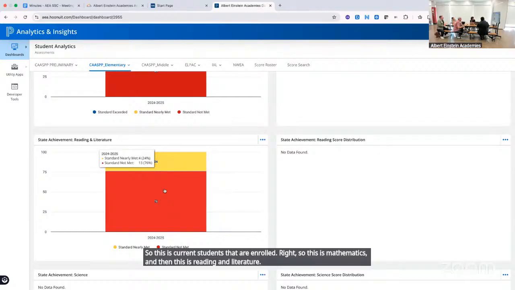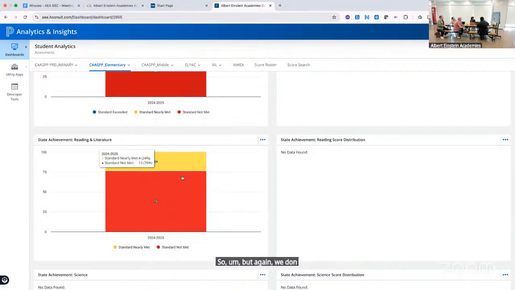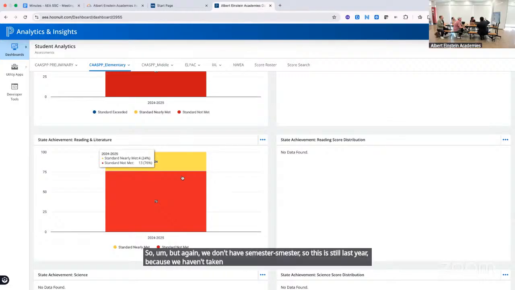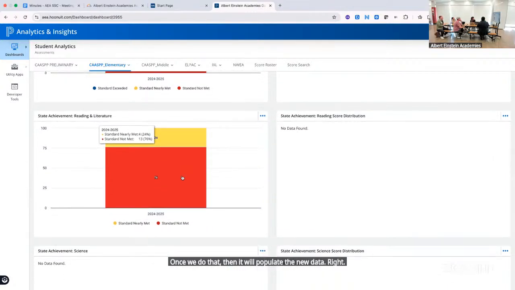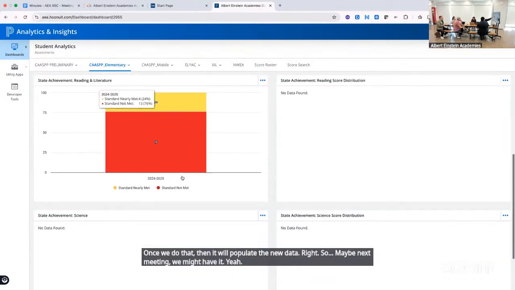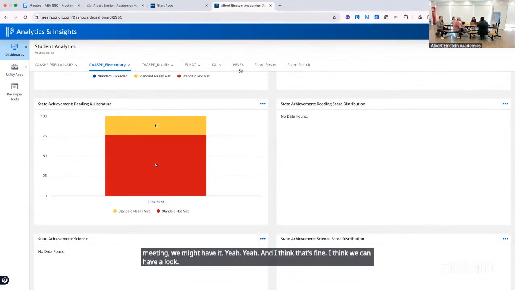But again, we don't have semester, so this is still last year because we haven't taken a second assessment yet. Once we do that, then it will populate the new data. So maybe next meeting we might have it. Yeah, and I think that's fine. I think we can have a look at that.